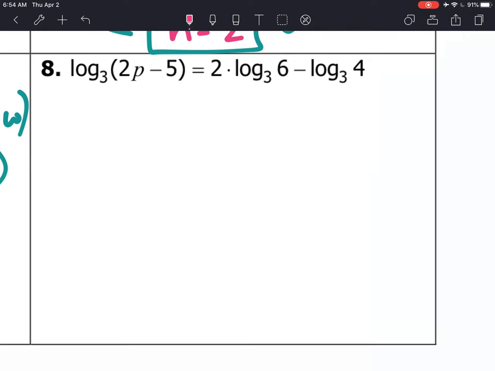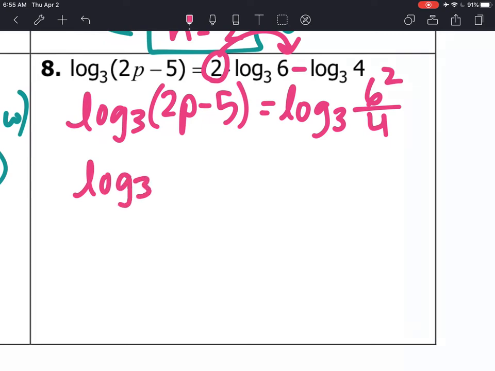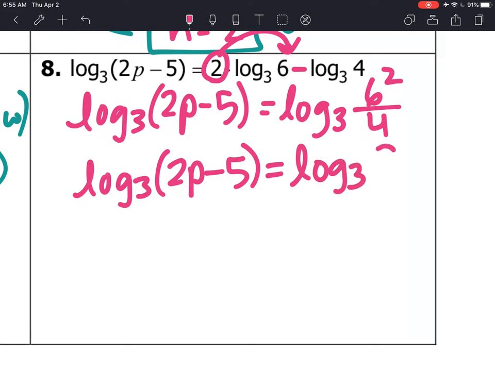Okay, number 8, the last one for this page. We have so many things to do. First, I'm going to take this 2 and put it over here, and at the same time, I'm going to put them as division. So log base 3 of the left side equals log base 3 of 6 to the second power over 4. Then 6 to the second power is 36, and you're going to do 36 divided by 4, which is 9.